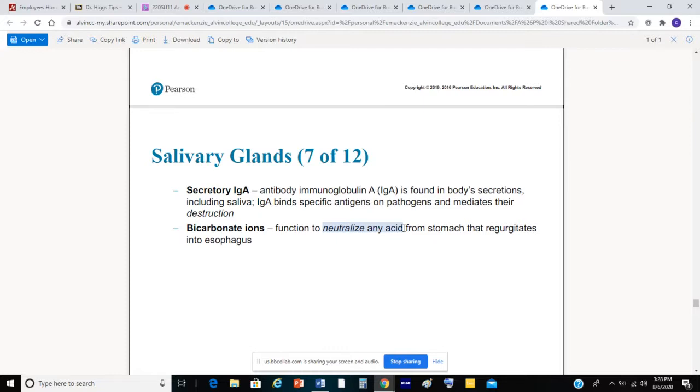So as soon as that acid hit the spit in your mouth, it was neutralized. Oh, look at that. Who knew? Anatomy. So these are components of saliva.